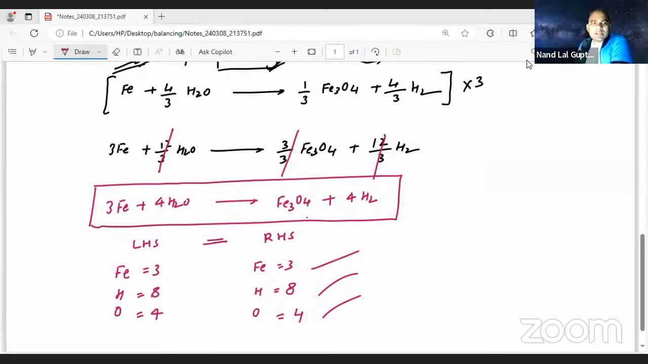Some students are finding difficulties in this one. So what is the equation, student? Again I am writing: balance the given equation. Balance the given equation. This is our question.